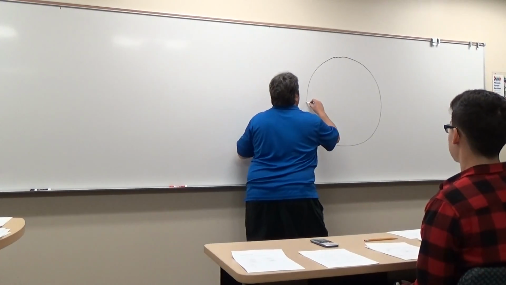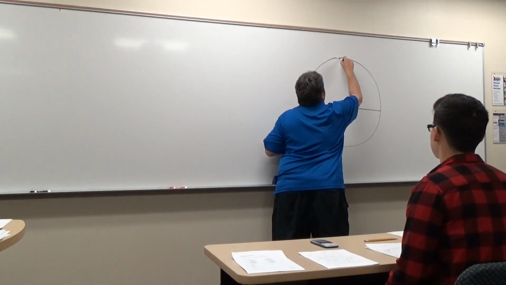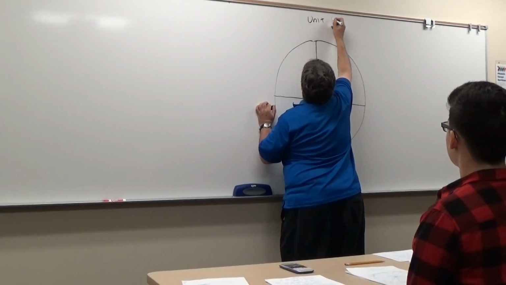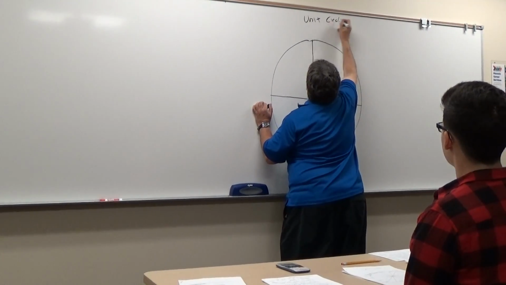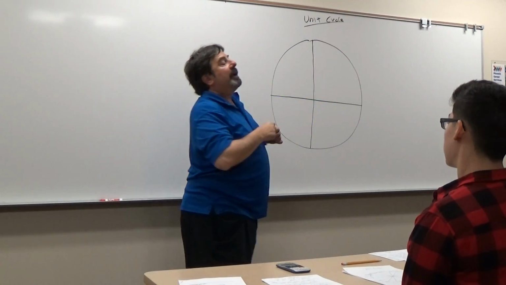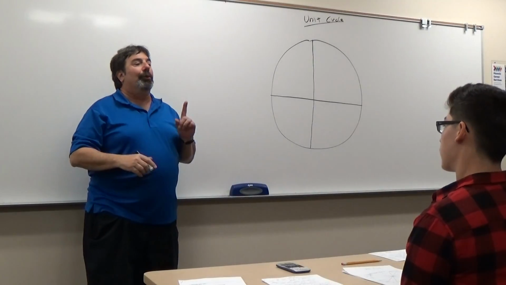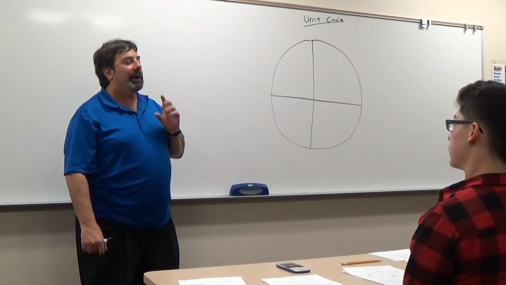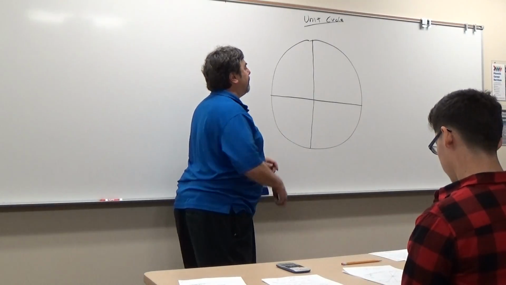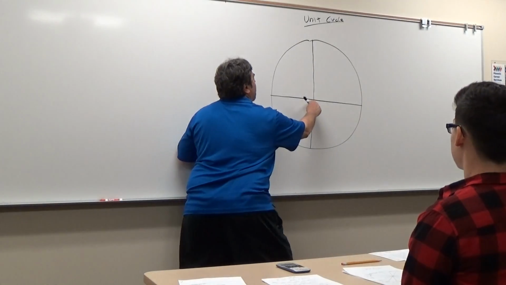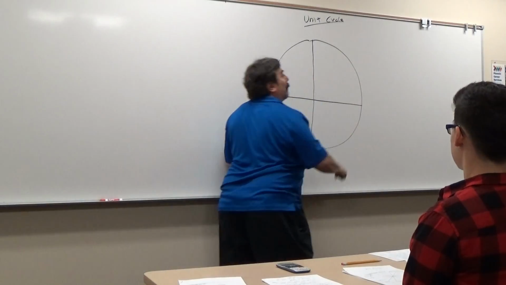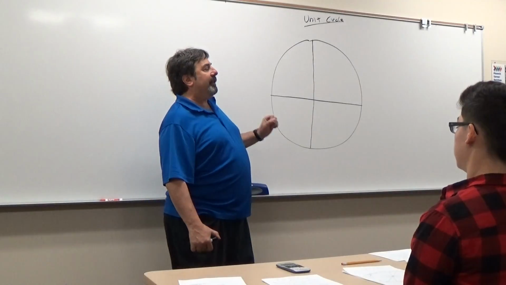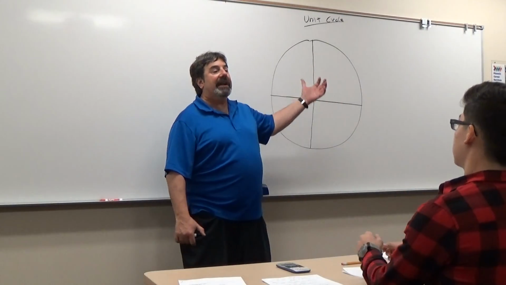The unit circle is a circle, sorry, let me label it. The unit circle is a circle that has a radius of 1 unit. Now that's a little weird. In other words, the distance from the center to the outside of the circle is the radius of the circle, and we're going to say that this circle has a radius of 1.